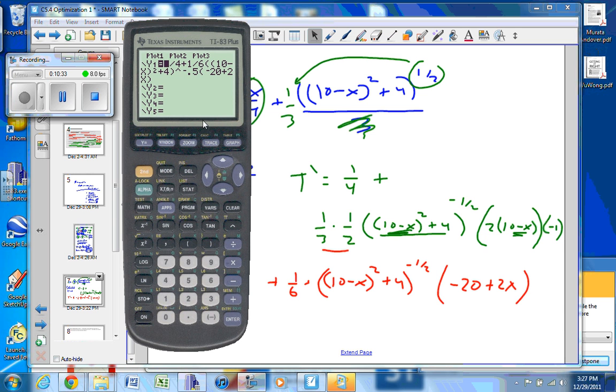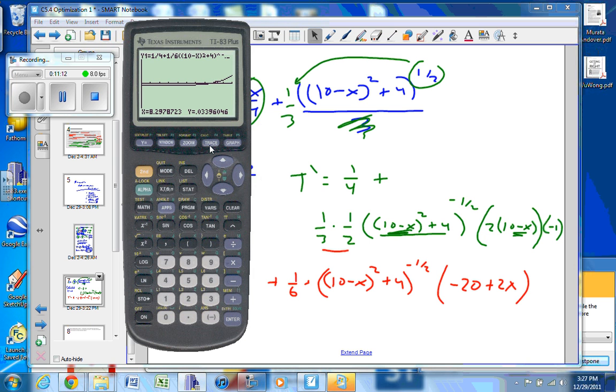Okay, so here's my derivative graph, and I want to see when this derivative equals 0. So here's my window, and if I graph it, we notice that it equals 0 right at the same place, at 7.73. So just to confirm that, when x equals 7.73, it has a 0. To the left of it, we've got a negative derivative. To the right of it, a positive derivative.